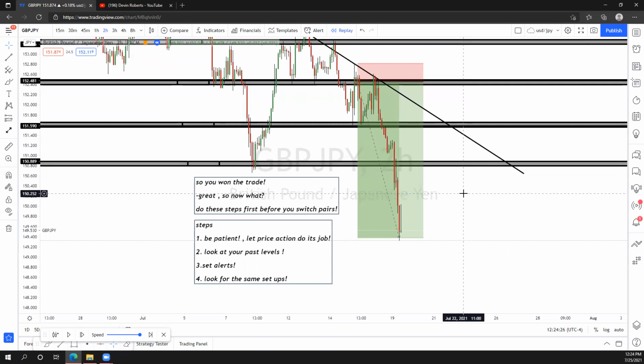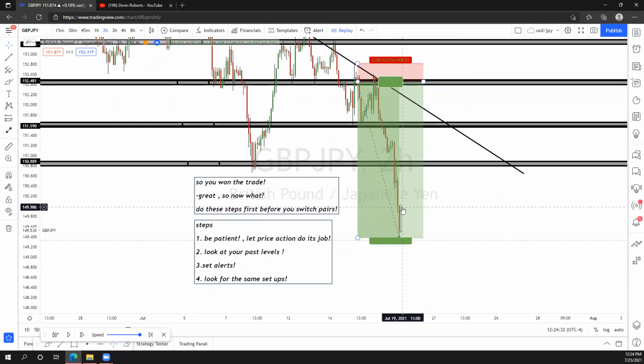One of the first most important things is being patient. You have to be patient. You just made all this profit. You don't have to be frantically looking every day for another entry. You're being patient and you're waiting for the next step. And that's waiting for the same exact price action to come right back to the same exact past levels.